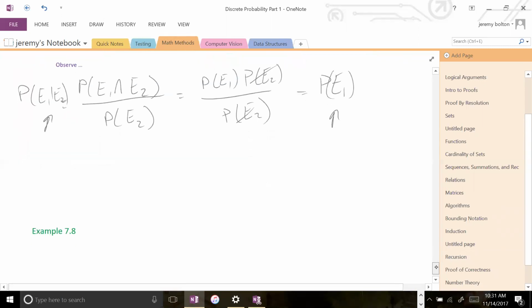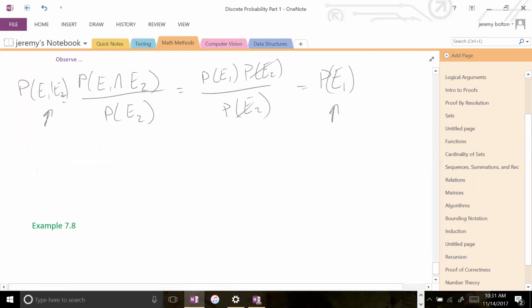Note, given this equation, this also implies, and we'll also observe, given this portion of our equality, that P of E1 and E2 is simply equal to the product, which was our definition initially.